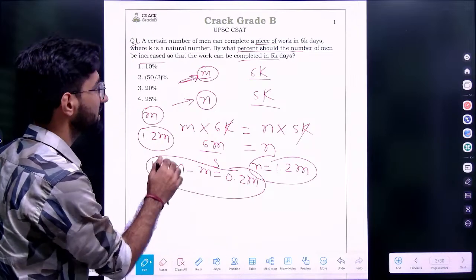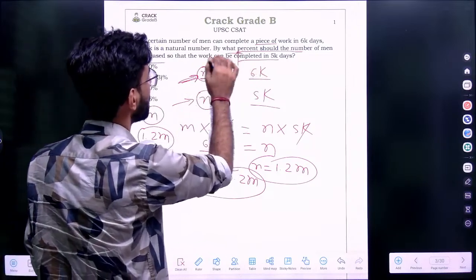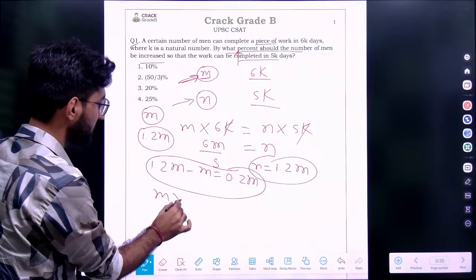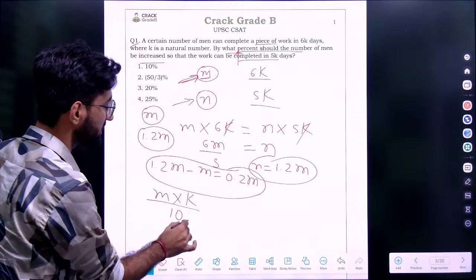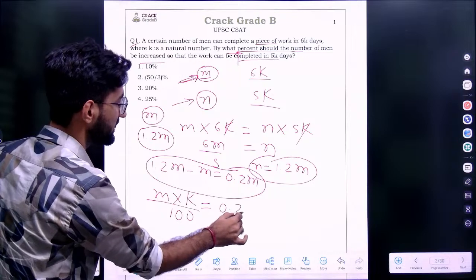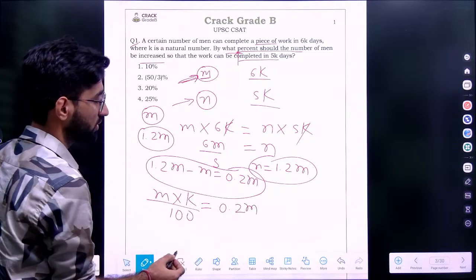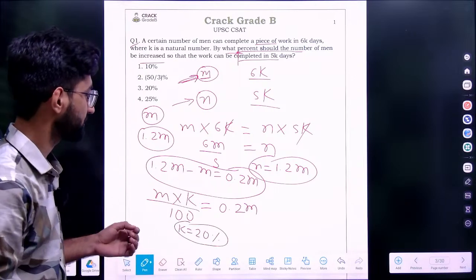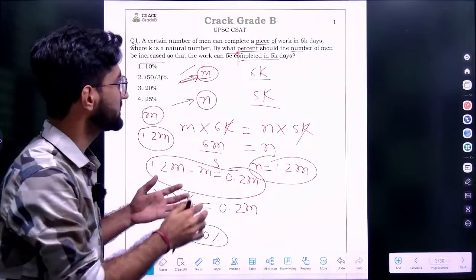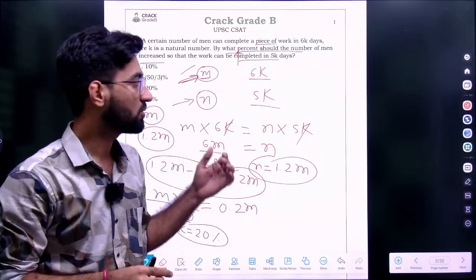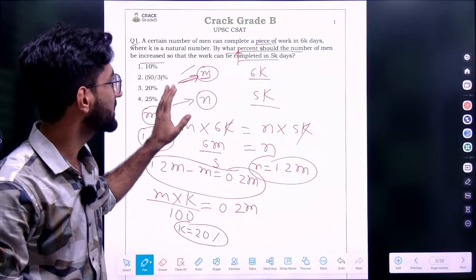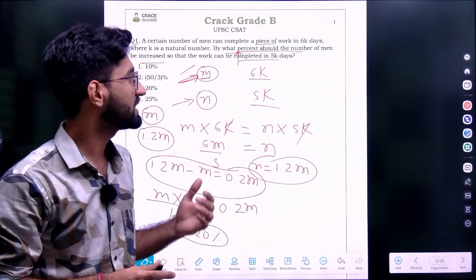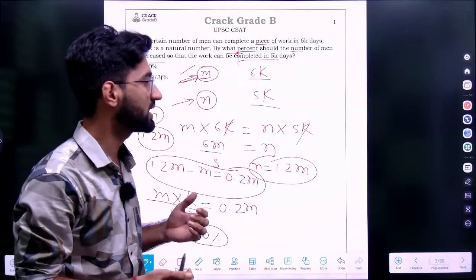So now we have to find out what percentage it is of the initial number of men, right? So can we write that m into k divided by 100, suppose it is k percentage, so m into k divided by 100 equal to 0.2m, so k equal to 20 percentage, right? So this is one of the ways to solve this question. And suppose you are not comfortable using this method, there is another method to solve this question, and that is one of the easiest methods to solve this kind of questions.